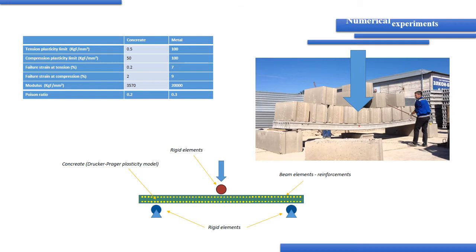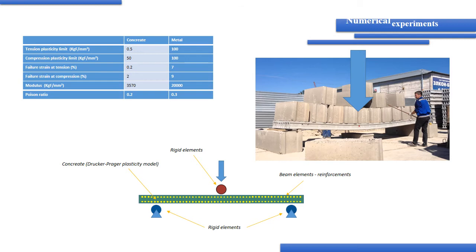So here is a table with properties that we used to calibrate the model. We can see that we can use different failure strain in tension and compression using this Kolmogorov criterion. So okay, we are going to model the most critical case for the floor plate.